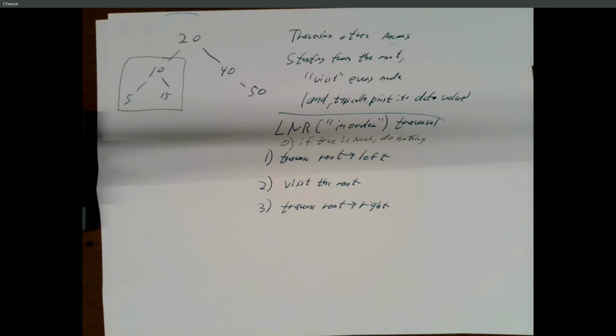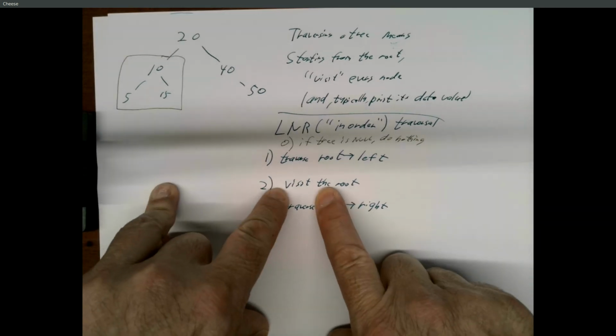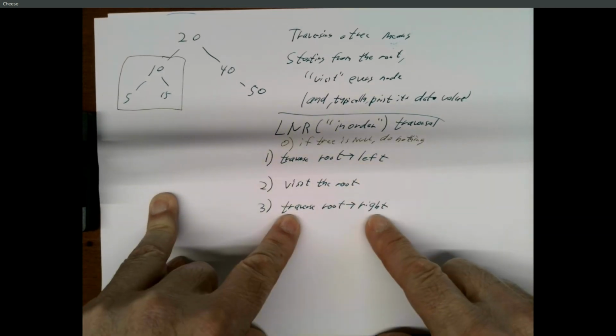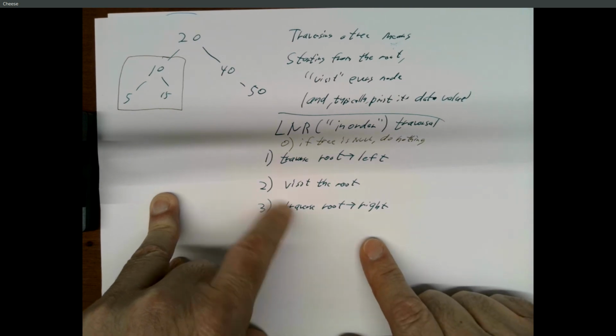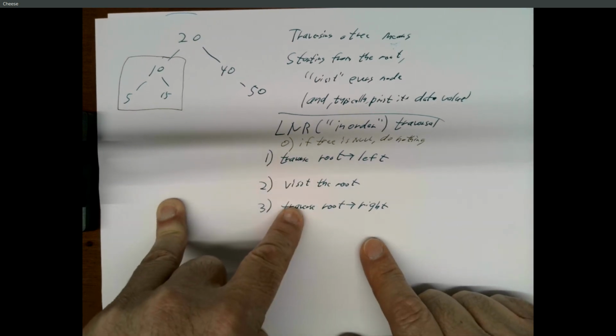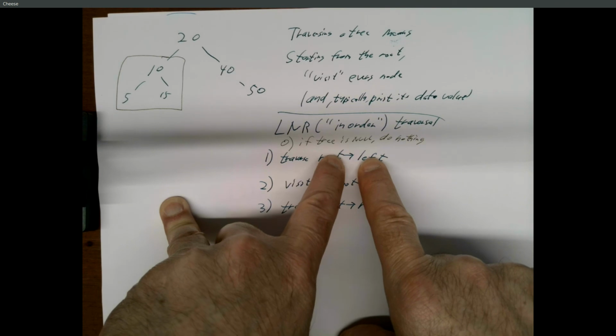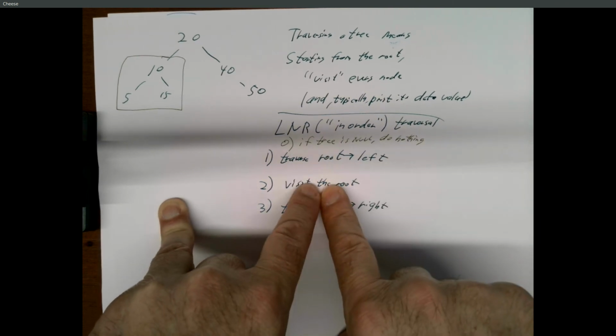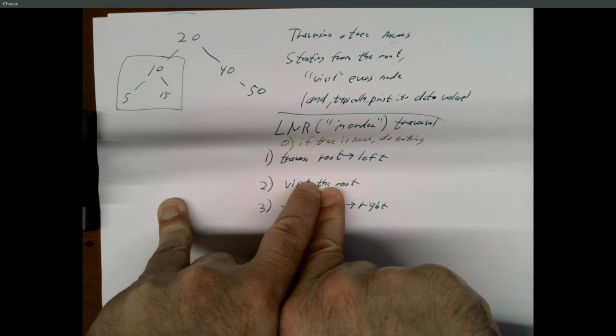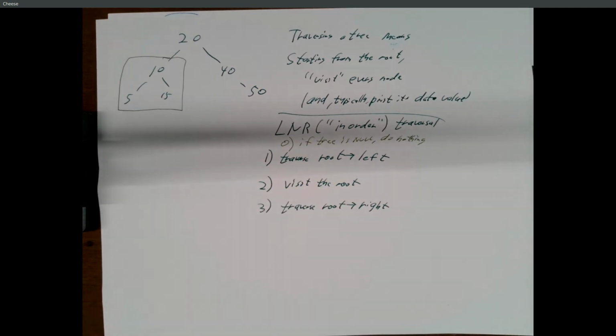There's other orders we can do. We can do node left right, and that looks exactly like this, except step 1, visit the root, step 2, traverse the left, step 3, traverse the right. So node left right. We can also do left right node, step 1, traverse the left, step 2, traverse the right, step 3, visit the root node. And you get different things by doing things in those different orders. But if you want your data in sorted order, left node right.